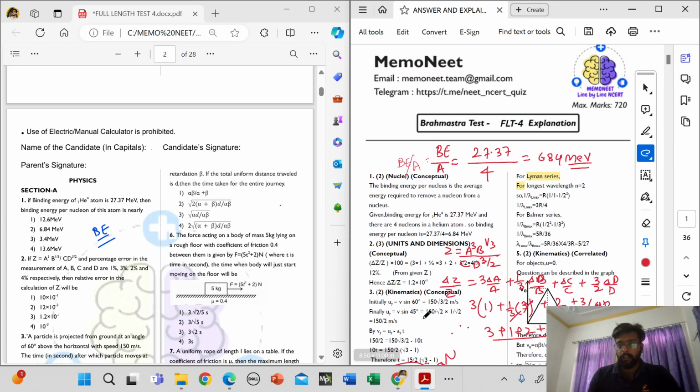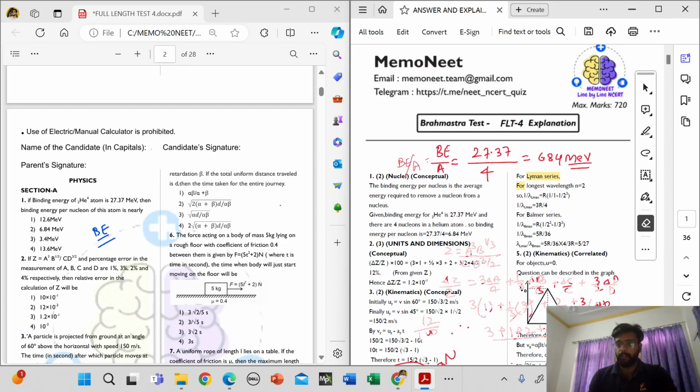So we can write it down as 12 upon 100. We can write it down as 1.2 into 10 raised to power minus 1. So option 3 is correct. Hope you all get it. Very simple question again. So let's move to the next question.